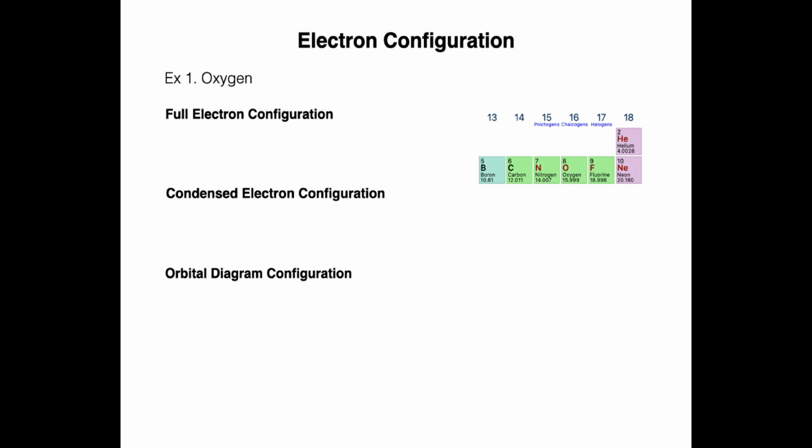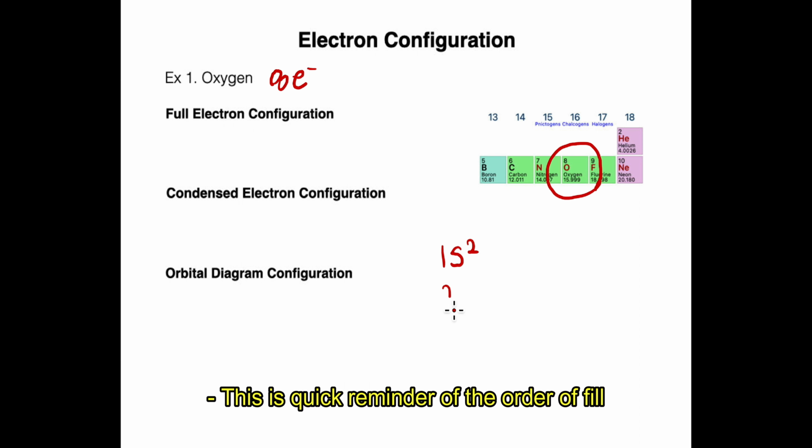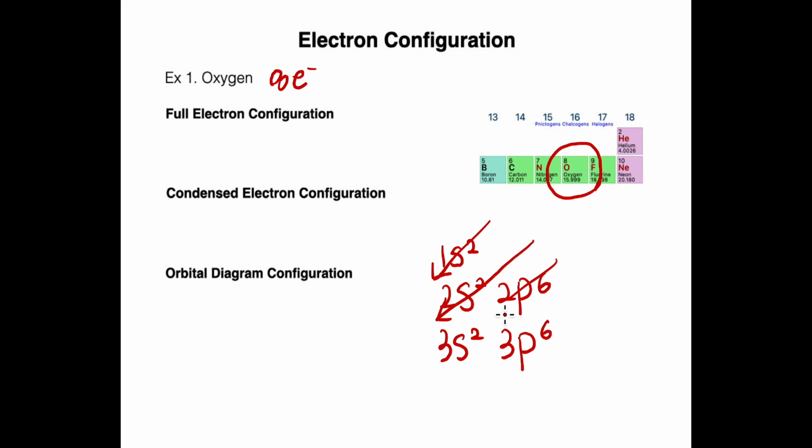The atomic number of oxygen is 8, so we know that there's going to be 8 protons and 8 electrons that make up oxygen. Before I write down the configuration, I want to quickly draw some diagonal lines to remind myself of the order of fill. So I'm going to write down the different sublevels and draw diagonal lines through them. Now I'm ready to write the full electron configuration.